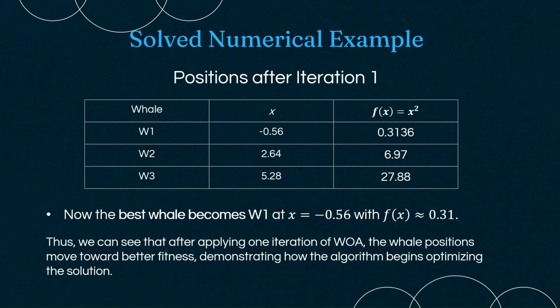Now we are getting the positions of all the whales after iteration 1. This is a simple but powerful demonstration. Even just after one iteration, the whales have clearly moved closer to the prey, being the best possible solution. This proves that the algorithm begins optimizing right from the start, adjusting positions in a meaningful way.